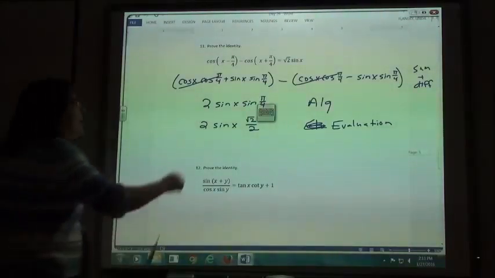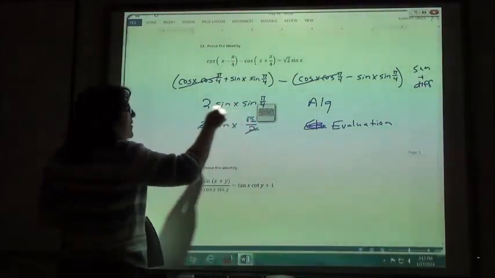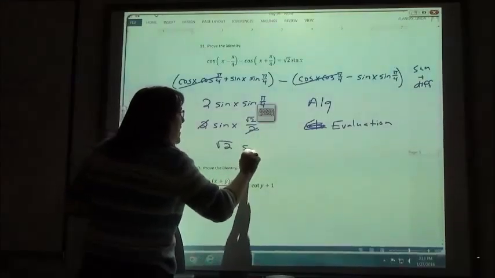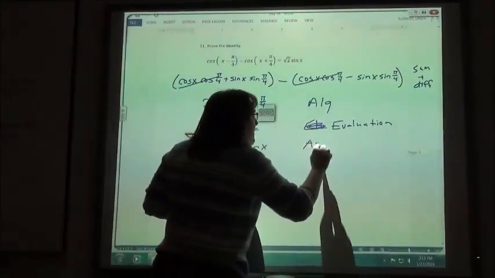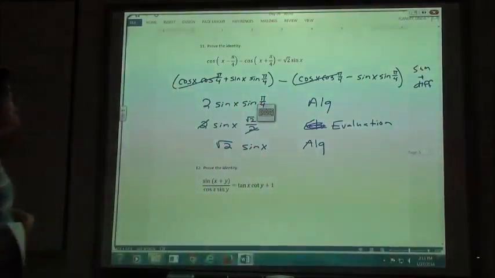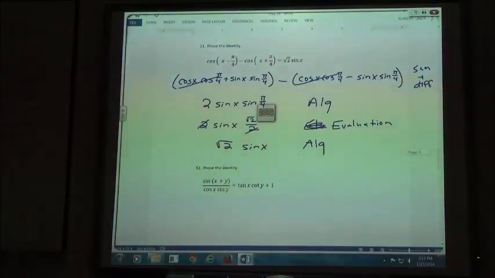Now in this case, I can cancel this out. Move that to the front. I have square root of 2 sine of x. And again, that's just using algebra. And I have my identity proven.